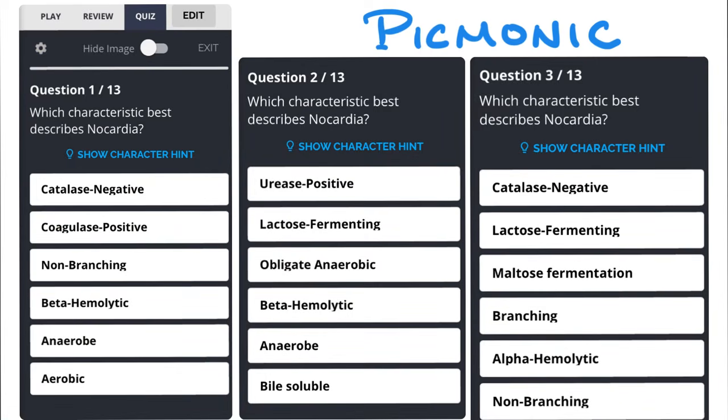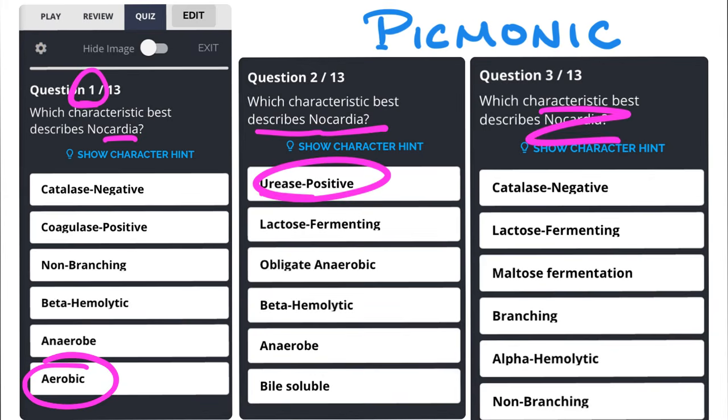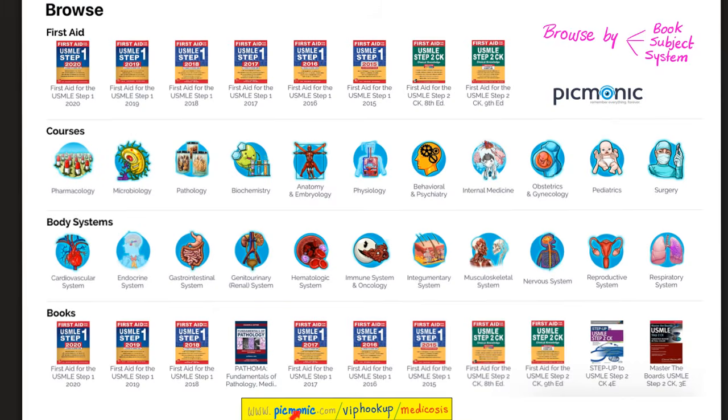So, nocardia. Question number 1. Which of the following is nocardia? Nocardia is aerobic. Nocardia is urease positive. Nocardia is branching.